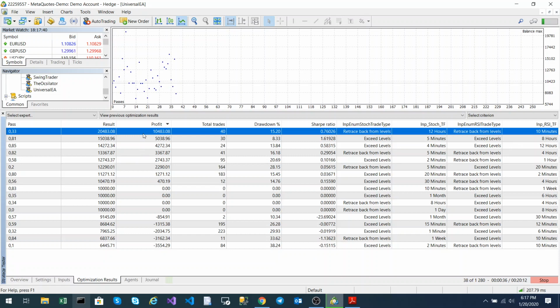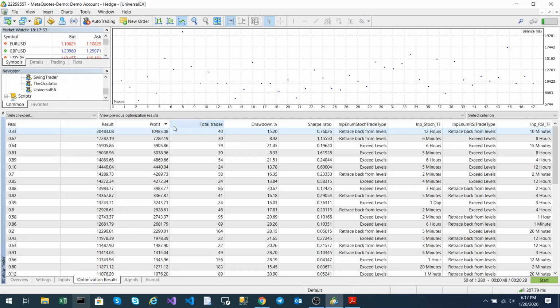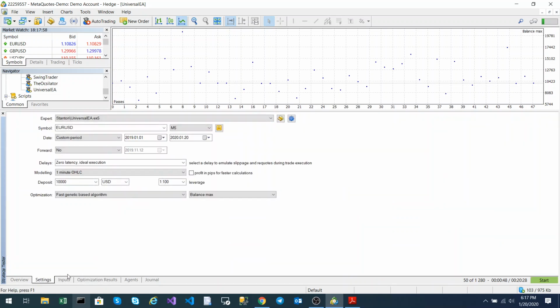So as you can see, there's 100%. I'm starting with 10,000 Rand initial deposit, or $10,000 initial deposit. So you can see there's already 100% return on a year's worth of trading. So I'm just going to stop that. You can see there's a few other profitable trades in there as well, or configurations.